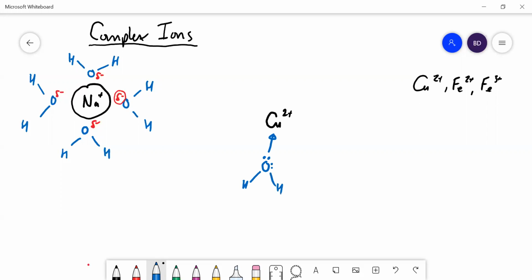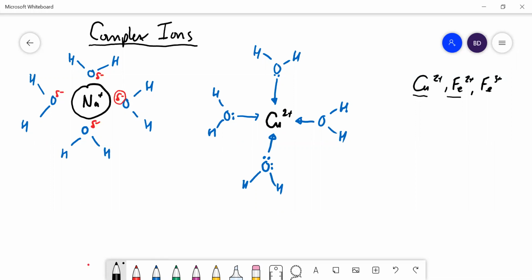Of course, there's two lone pairs on each oxygen. Only one forms a bond. So you get water molecules surrounding it. Now, these are dative bonds. So this would be the complex ion. Now, I've only drawn 4 water molecules. In reality, copper actually always has 6 water molecules around it, and most ions do actually have 6. But these 3 certainly do.